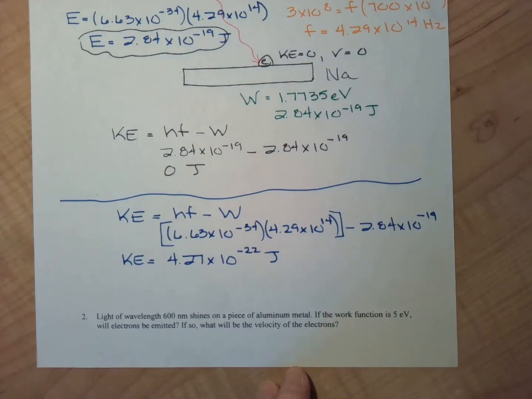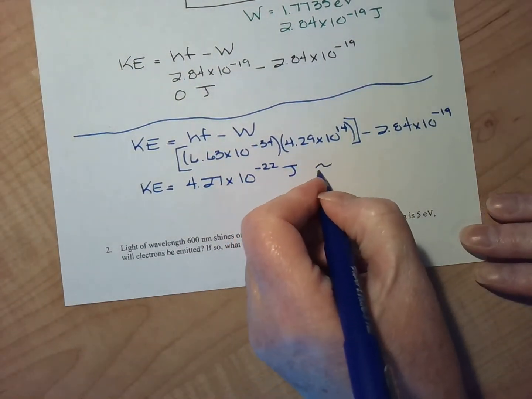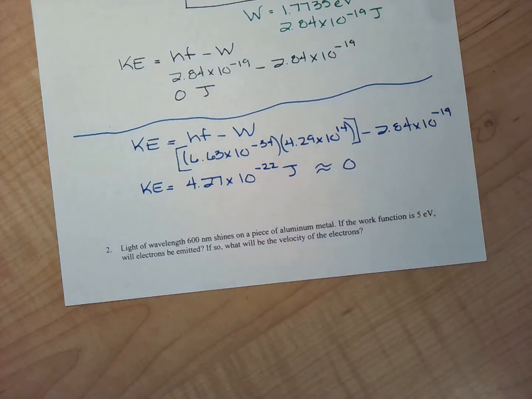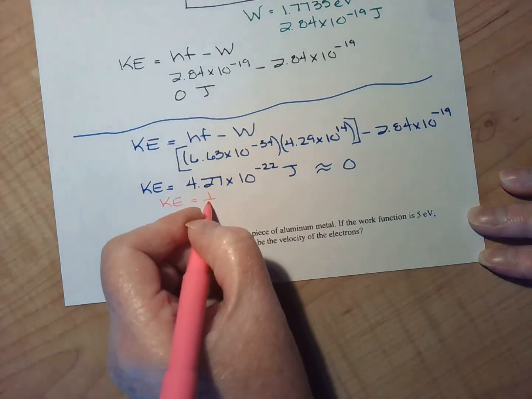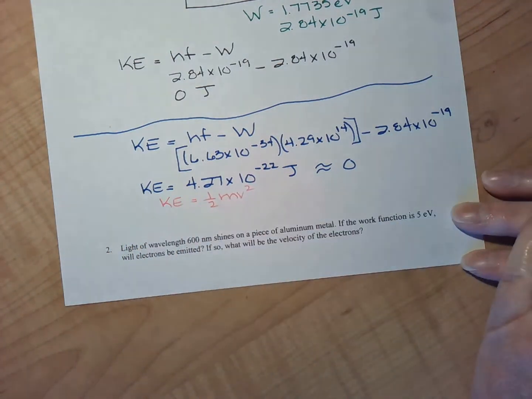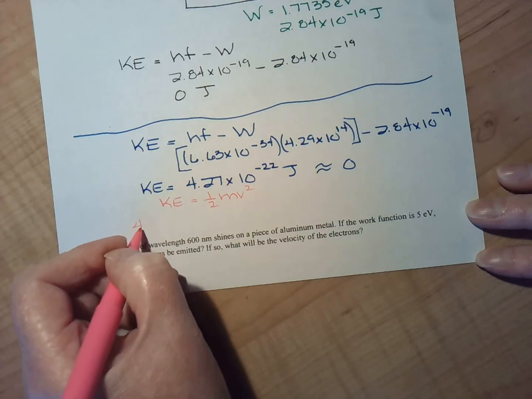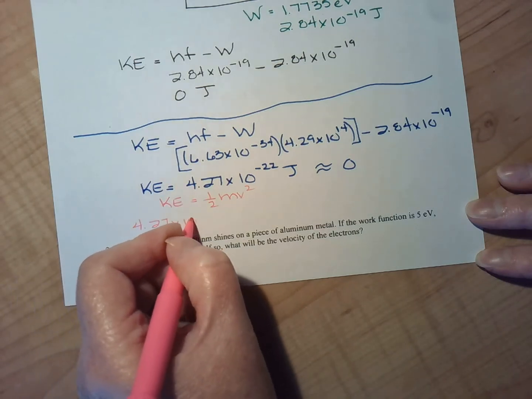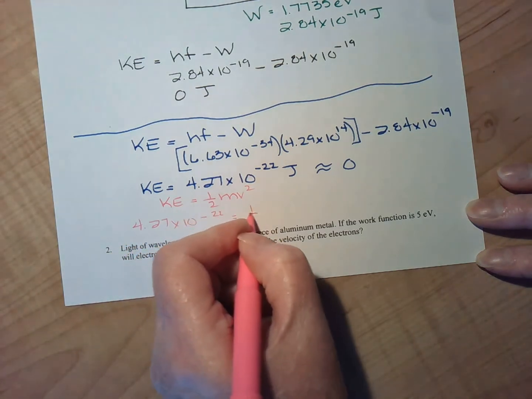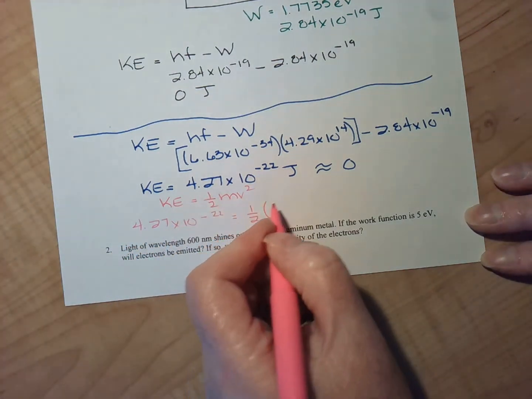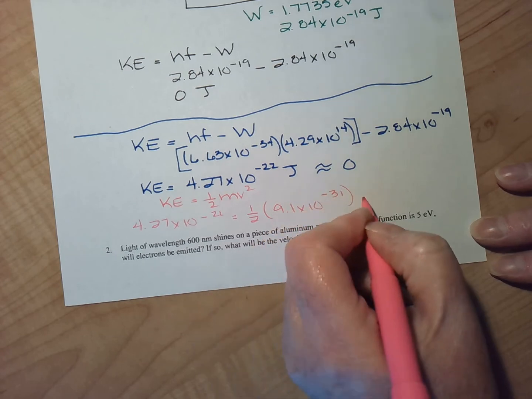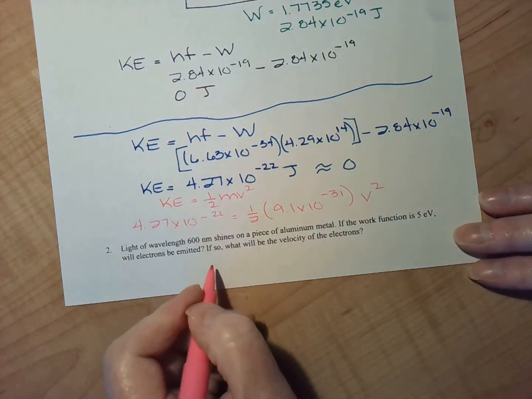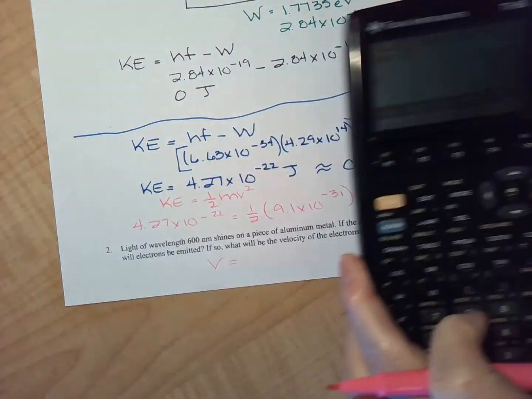And you might take something to the negative 22 power and you say, okay, that is approximately 0, and that would be okay. Somebody else might say, oh, no, I have kinetic energy. And then you might take that kinetic energy and plug it in the kinetic energy equation. And let's go with that for a minute. So I'll take 4.27 times 10 to the negative 22 is 1/2. And since we're talking about an electron, I'm going to plug in the mass of an electron, which is 9.1 times 10 to the negative 31. And then v squared. And so now I'm going to solve for v.